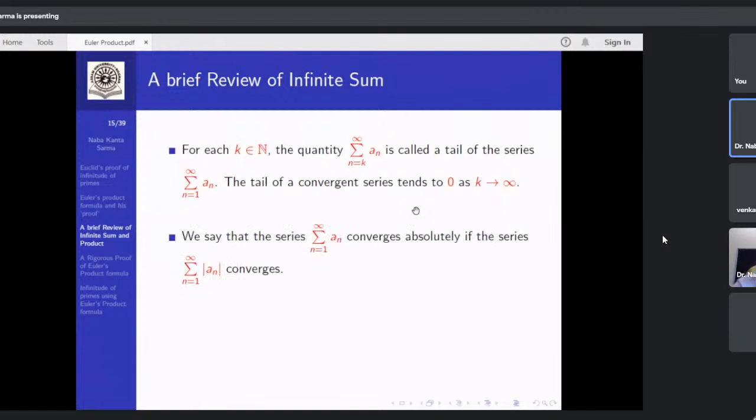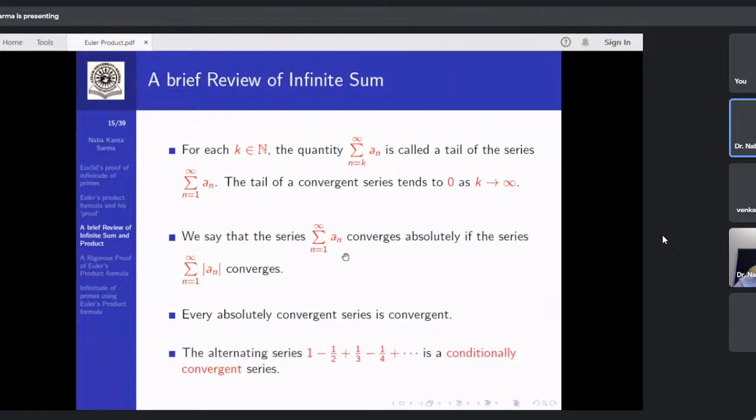And then we say that a series is absolutely convergent if, after taking the modulus of the individual terms, the series converges. Then we say that the original series converges absolutely. Then a standard result is that every absolutely convergent series is convergent. So again, a very standard result.